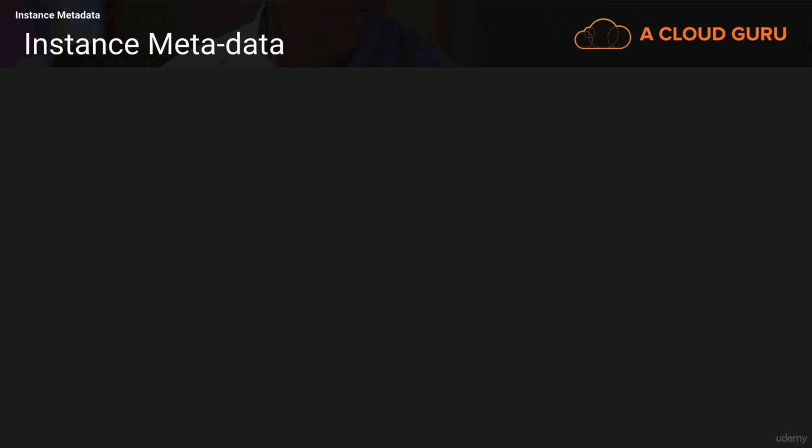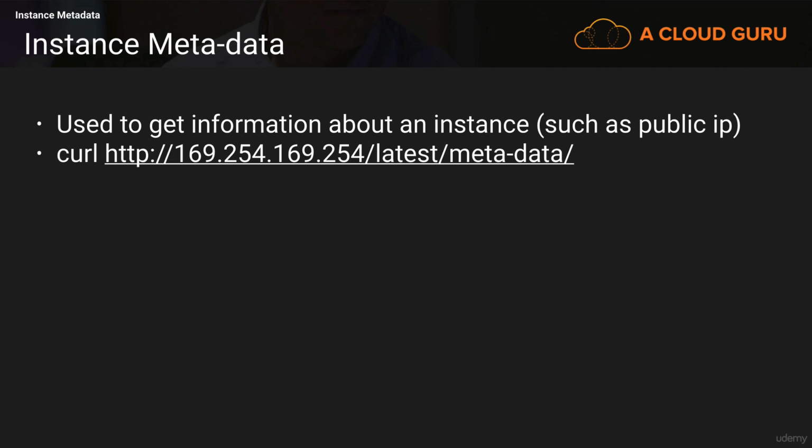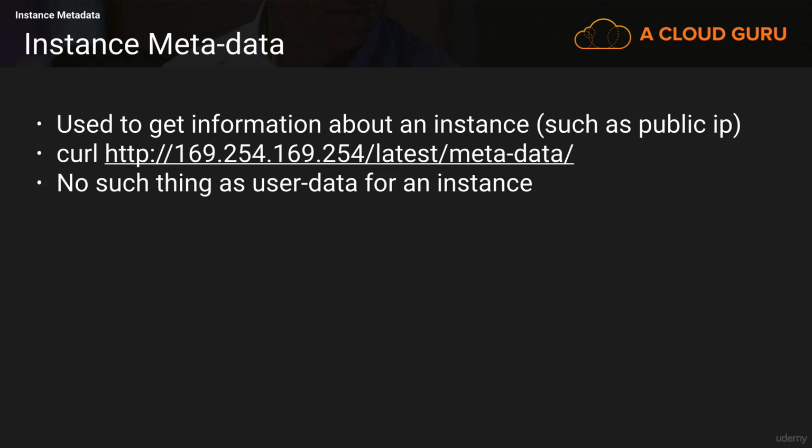Going on to instance metadata, this is basically used to get information about an instance. So as we saw in that lab, it could be the public IP address, could be the private IP address, etc. And we did that using this command. So it was curl http, and then you should really remember this URL. So it's 169.254.169.254/latest/metadata. There's no such thing as user data for an instance, and we proved that by trying to curl the same URL but with user data at the end.